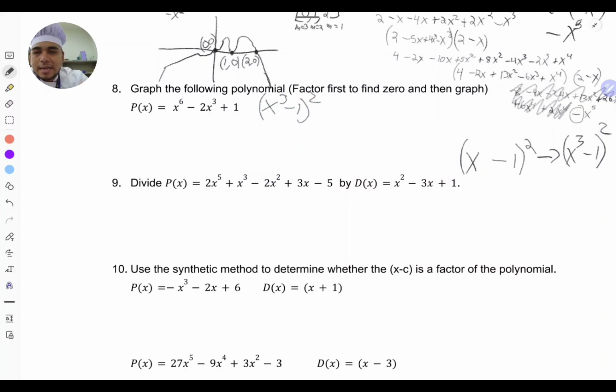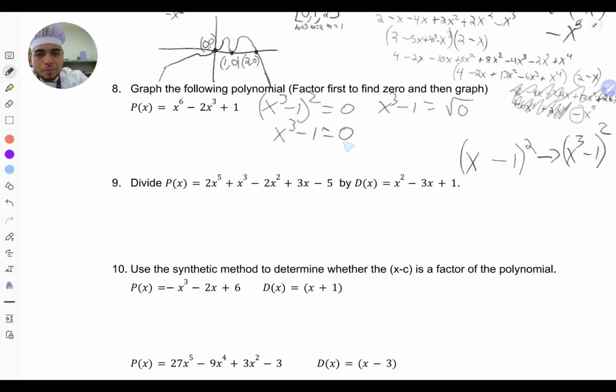Okay? So now we are going to have to graph this polynomial. So what are the zeros of this? Well, we can set this equal to 0, for example, right? And of course, the square of 0 is 0, so that means that x cubed minus 1 is equal to 0, right? Because if you did this step, x cubed minus 1 must equal the square root of 0, and that is 0. So there we go, 0.